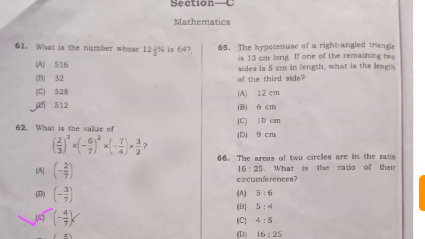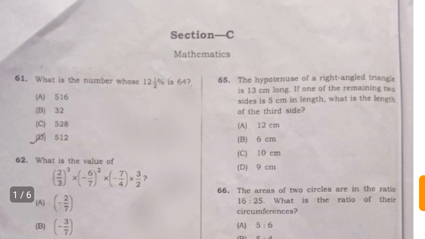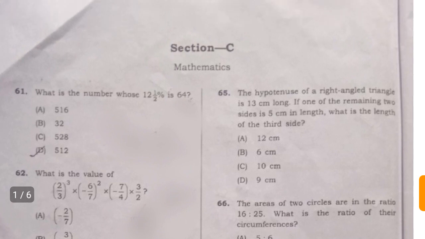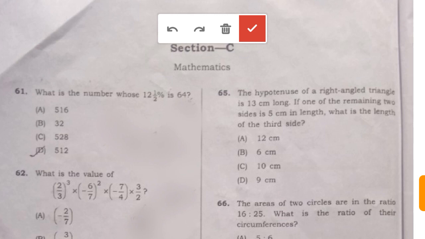Question number 65. The hypotenuse of a right angle triangle is 13 cm long. If one of the remaining two sides is 5 cm in length, what is the length of the third side? Since it is a right angle triangle, so we can use the Pythagoras formula, let the length of the third side is equal to x.